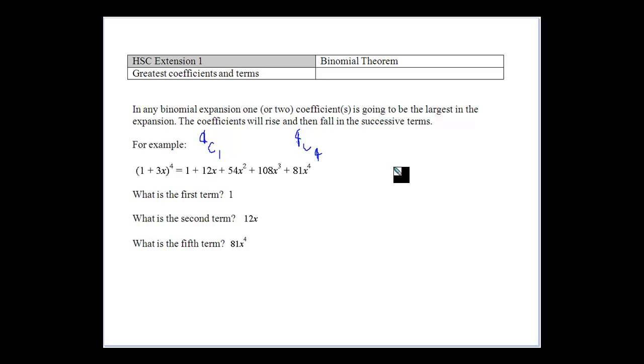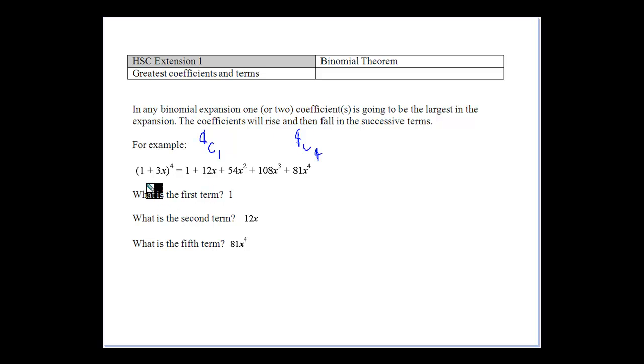Okay, what we want to do now with our binomial theorem is do a process. We want to find in any expansion what would be the greatest coefficients or the greatest terms given a value of x in our expansion. So before we start looking at the process of doing that, what we want to do is make sure we're clear on a few terms.